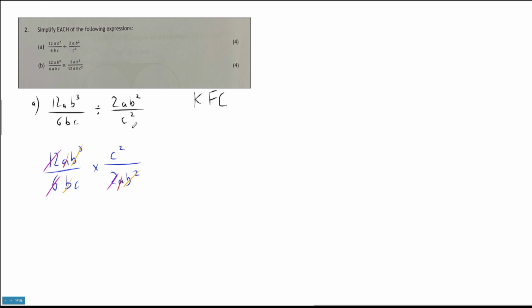Let's just rewrite that for what it's worth. It'll be c squared over c. So obviously it's just going to cancel down to be just c. So the answer is just c. That's it. Really easy for the first part.